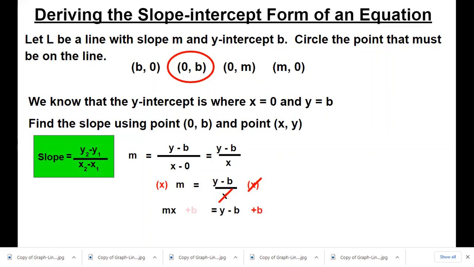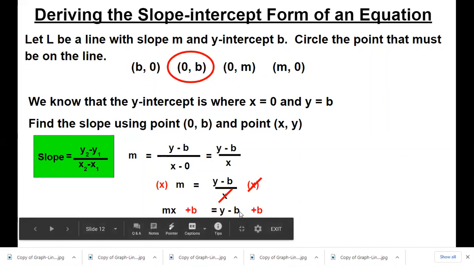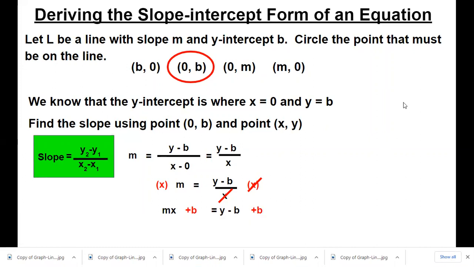So how do I do that? I'm going to add b to both sides. If I add b to both sides, these two b's are going to cross off because negative b and positive b just makes 0. So let's cross them off. And now we're left with y equals, and on the other side, mx plus b. It's just in backwards order, right? So we can just switch it around and say y equals mx plus b. So that is where we get the slope-intercept equation.